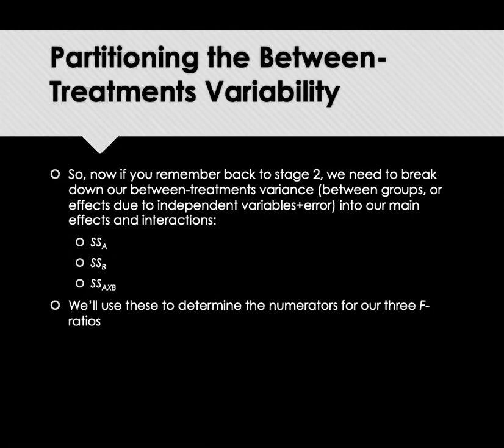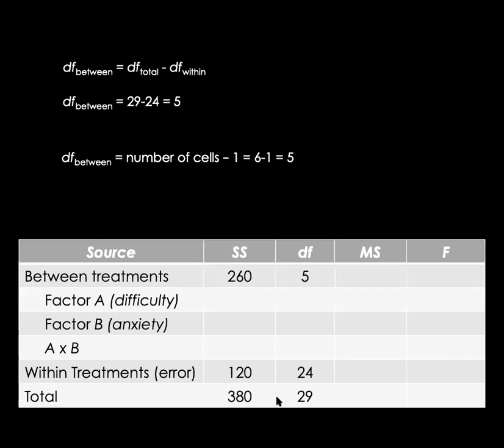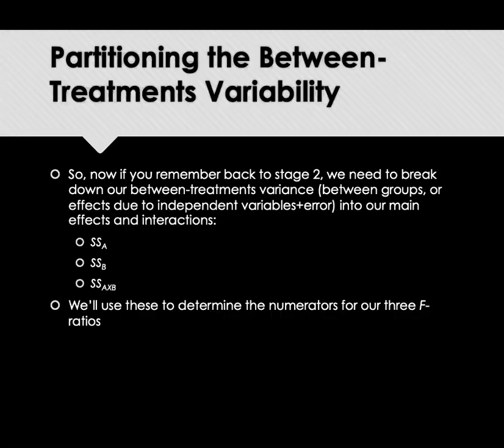Remember, bonus question here, what is the denominator for the 3 F ratios? It's the within treatments variance. So we've already got the denominator, it's here, right? And we can use that to calculate our denominator for all 3 F ratios. We're going to compute these sum of squares, and those are going to become the numerators of our 3 F ratios.